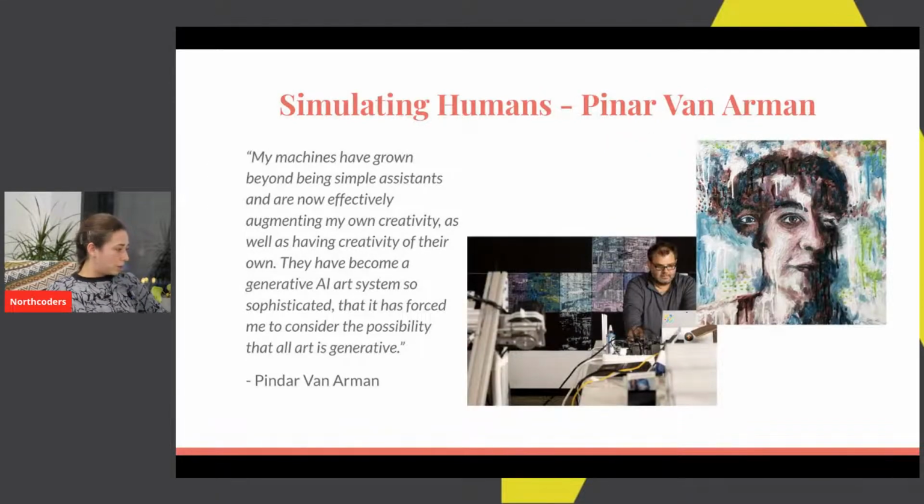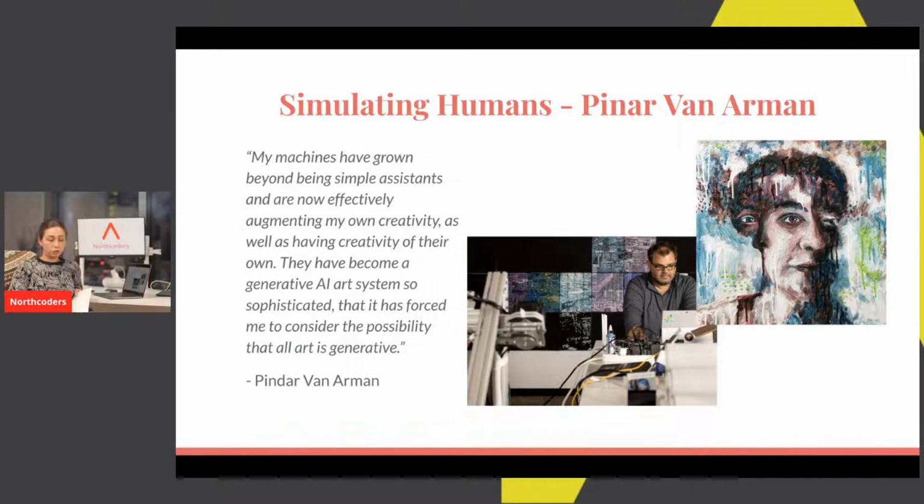That aside, I would like to highlight another visual artist, Pindar Van Arman, and I hope I am pronouncing it relatively correctly. His machine, well, a series of machines and iterations of machines that he's been creating throughout the decades, firstly started off just as assistants, paint mixers, or just helpers to provide paints and provide the more generic brushstrokes which he's been interested in.